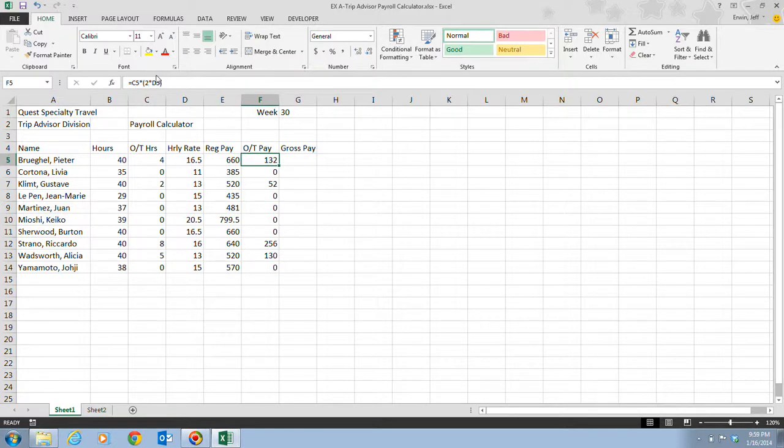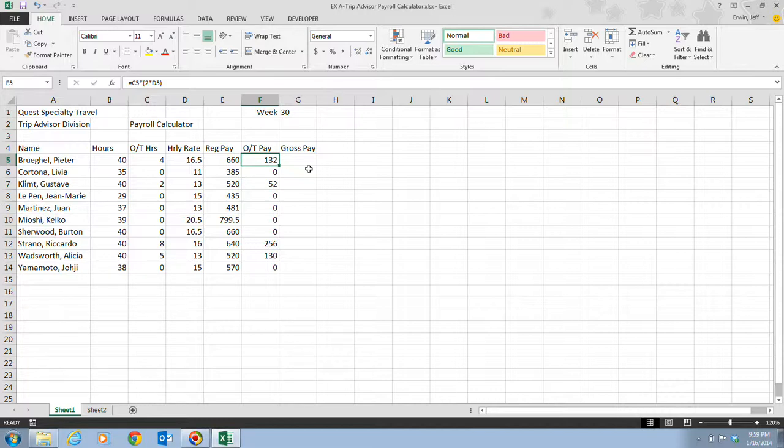So in this case, it's going to do this calculation first of 2 times D5. In our case, that'd be 2 times 16.5. And then it's going to multiply it by C5, which is the value of 4. And that's going to give our overtime pay of 132. And once again, you just use parentheses, which creates groups within formulas and indicates which calculations to complete first.